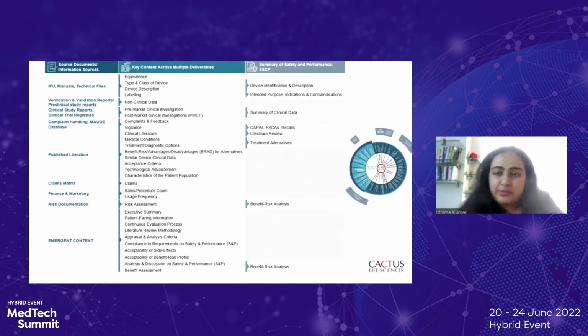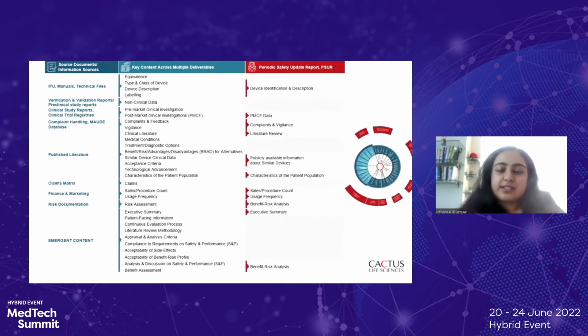So I have the same table for the SSCP. I won't go into too much detail here. We've already gone through it, but what I want you to appreciate is that it's the same sources. The first two columns, as you see, are not changing. It's just the last column. So we're looking at the same information, the same source documents, the same content. It's just feeding into different sections of the different deliverables. If we just understand this, we will be able to maintain alignment, and we will be able to do this much more efficiently.